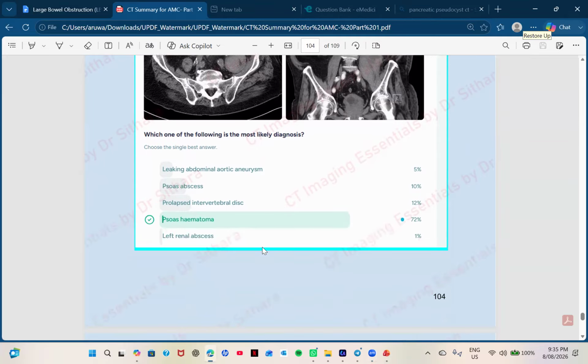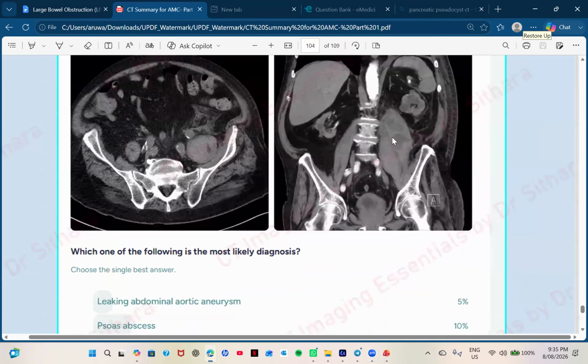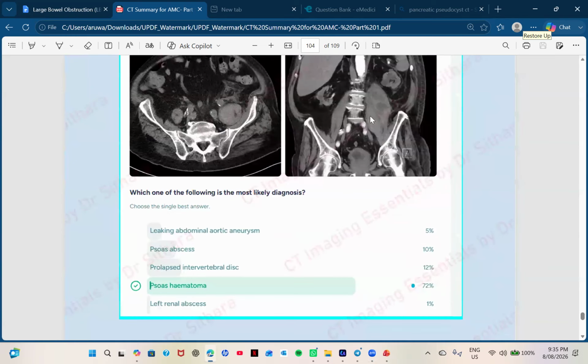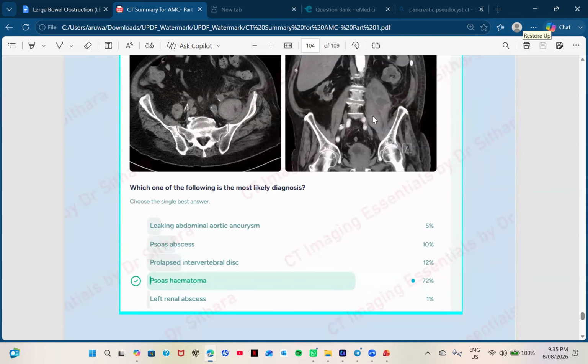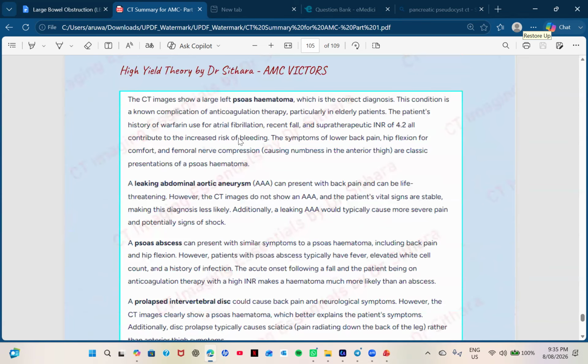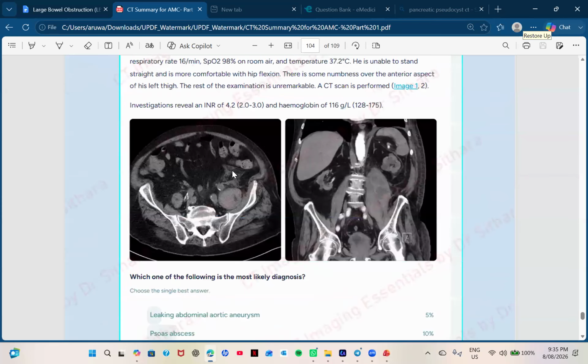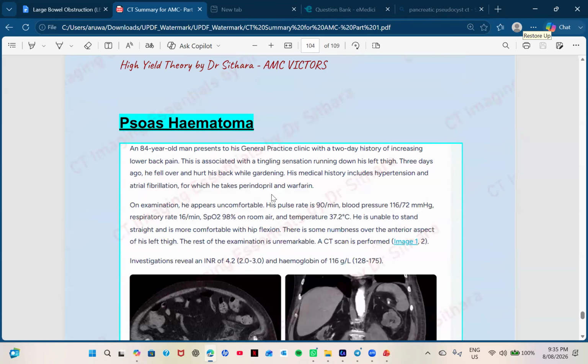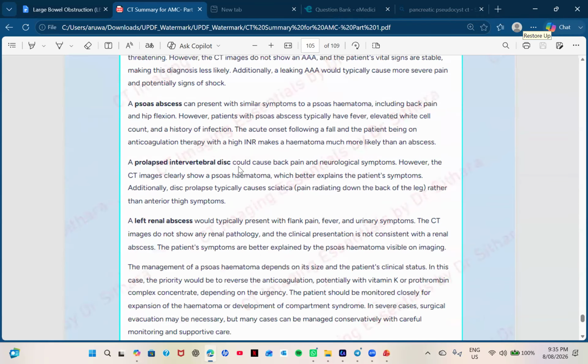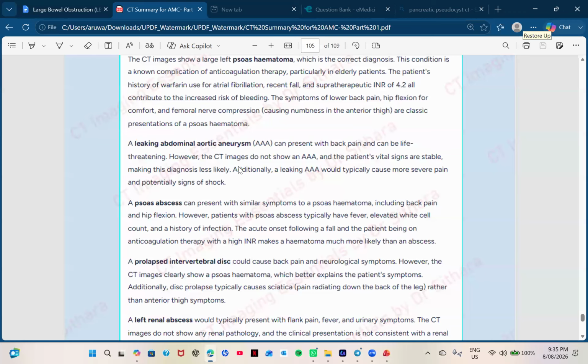Here, the psoas abscess. Can you see here? Sorry, not psoas abscess, psoas hematoma, not abscess. This is the psoas muscle, right? Here, can you see? CT may show a large left psoas hematoma, which is the correct diagnosis. This condition is a known complication of anticoagulation. I told you to focus on that, right? The patient is taking warfarin, right? Warfarin is usually in the retroperitoneum.